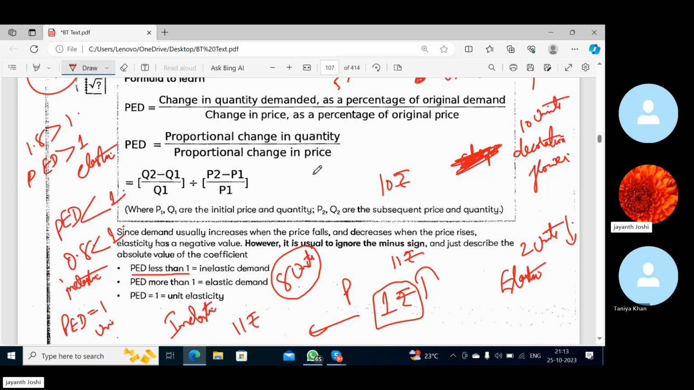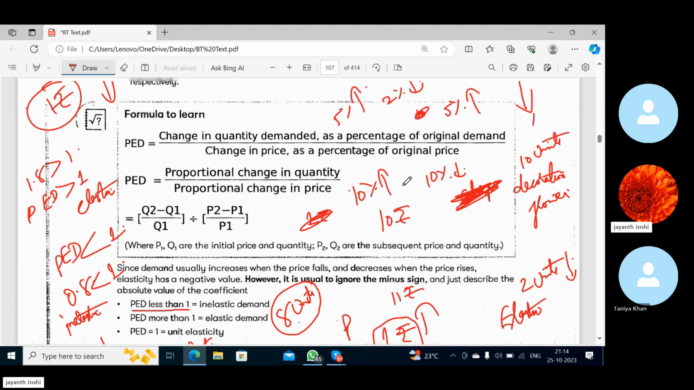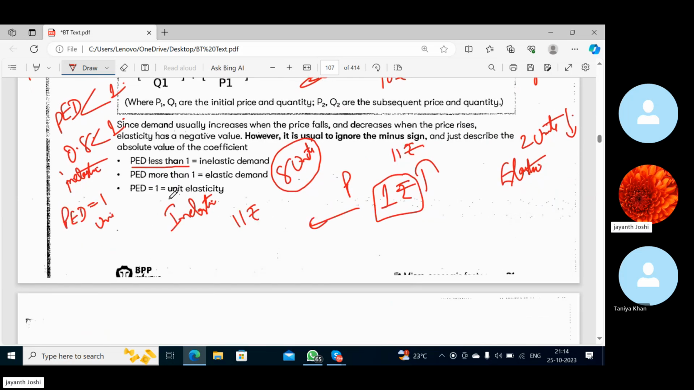That means the change is not that drastic. Let me give an example. A 10% increase in price leading to a 10% decrease in demand, almost the same, is unitary elastic. If a 10% increase in price is leading to a 30% decrease in demand, then it is elastic. If a 10% increase in price is leading to a 5% decrease in demand, it is inelastic.